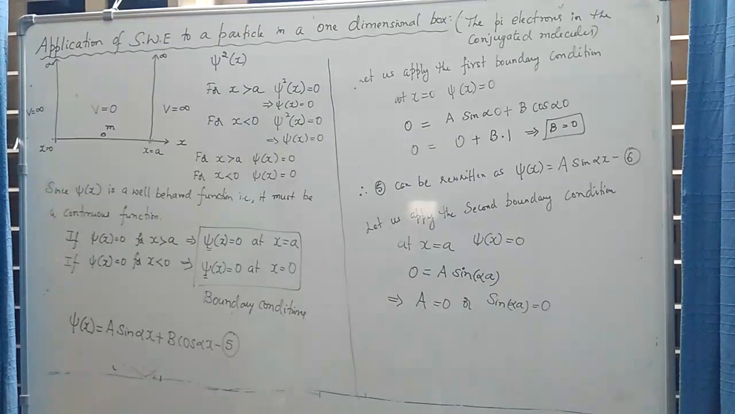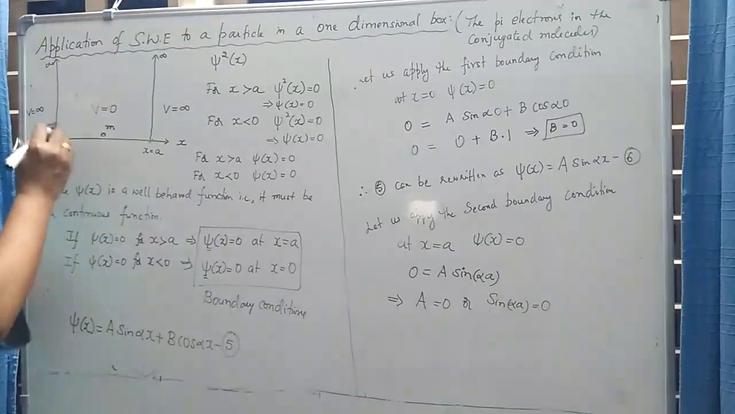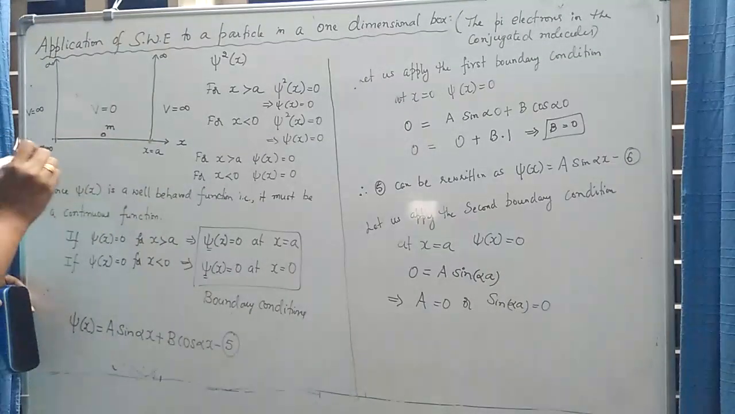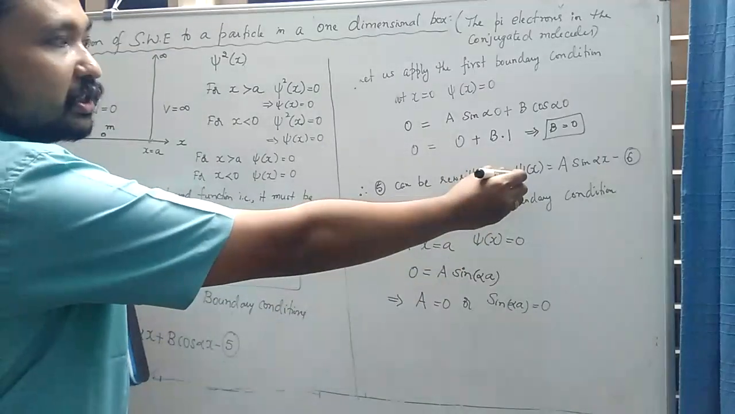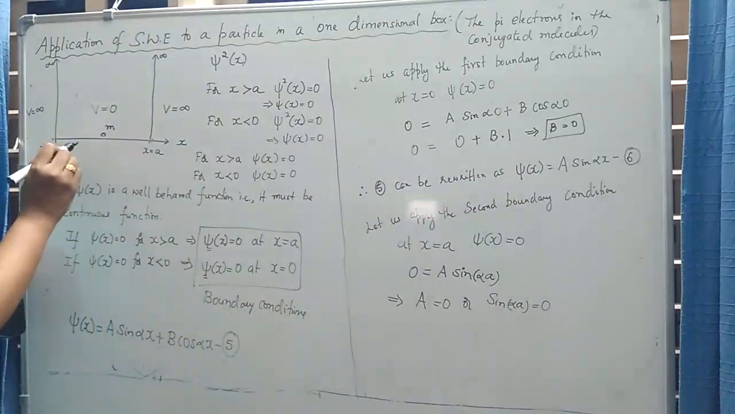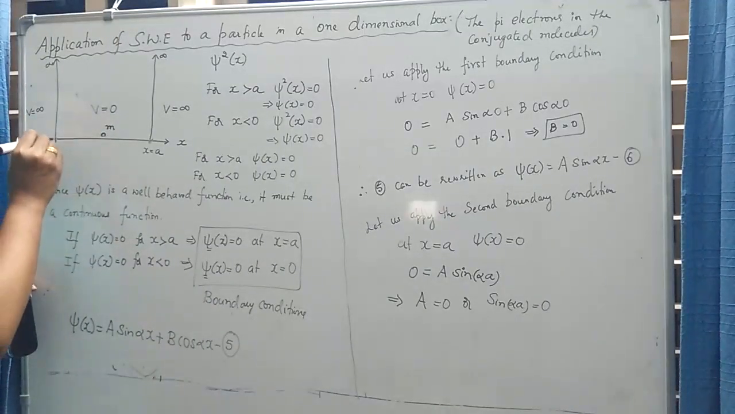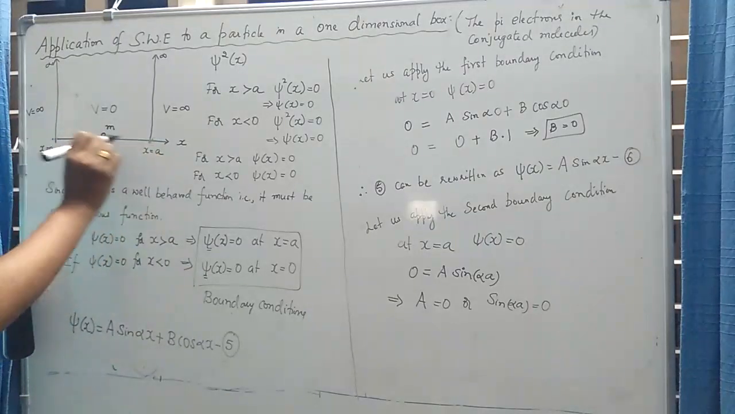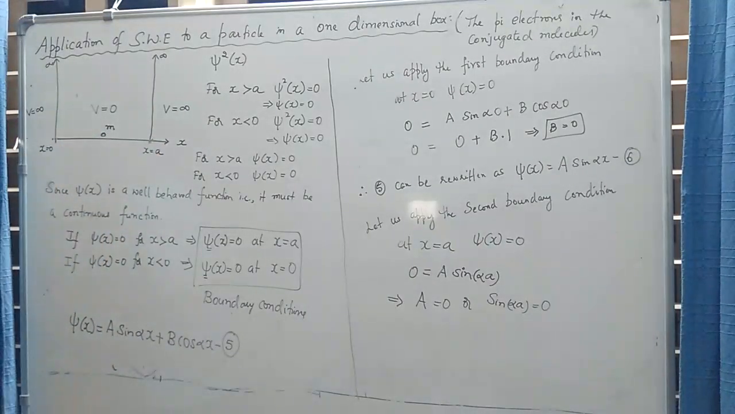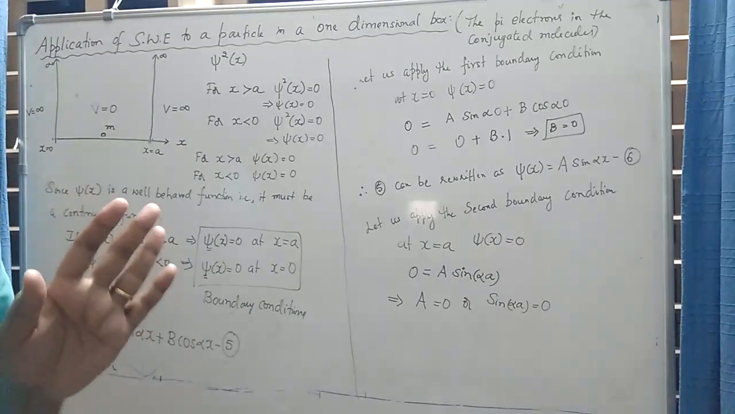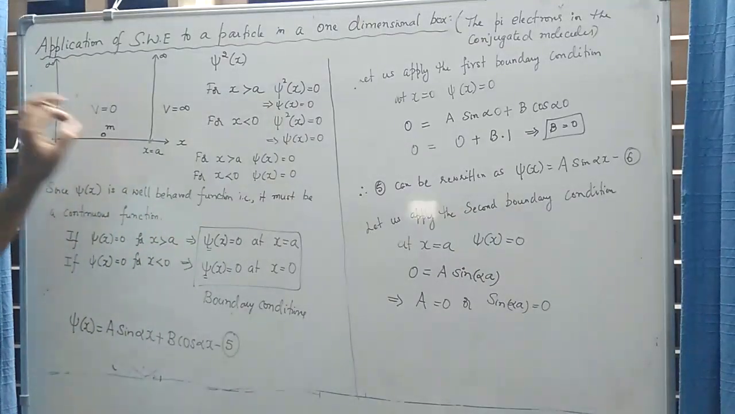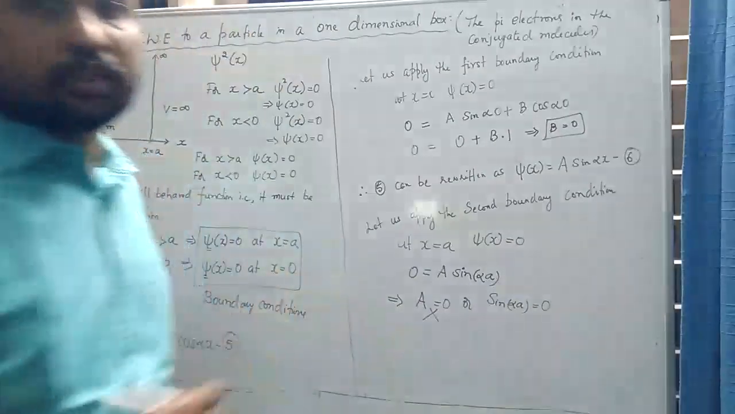What does psi square mean? Probability. So the probability of finding the particle inside the box is equal to 0. I repeat, if A is equal to 0, psi of x becomes 0 for all values of x, psi square of x also becomes 0, and the probability of finding the particle at any point inside the box is 0. That means there is no particle at all inside the box, which is not true because we have assumed that there is a particle of mass m inside the box. So this argument shows that A cannot be equal to 0.